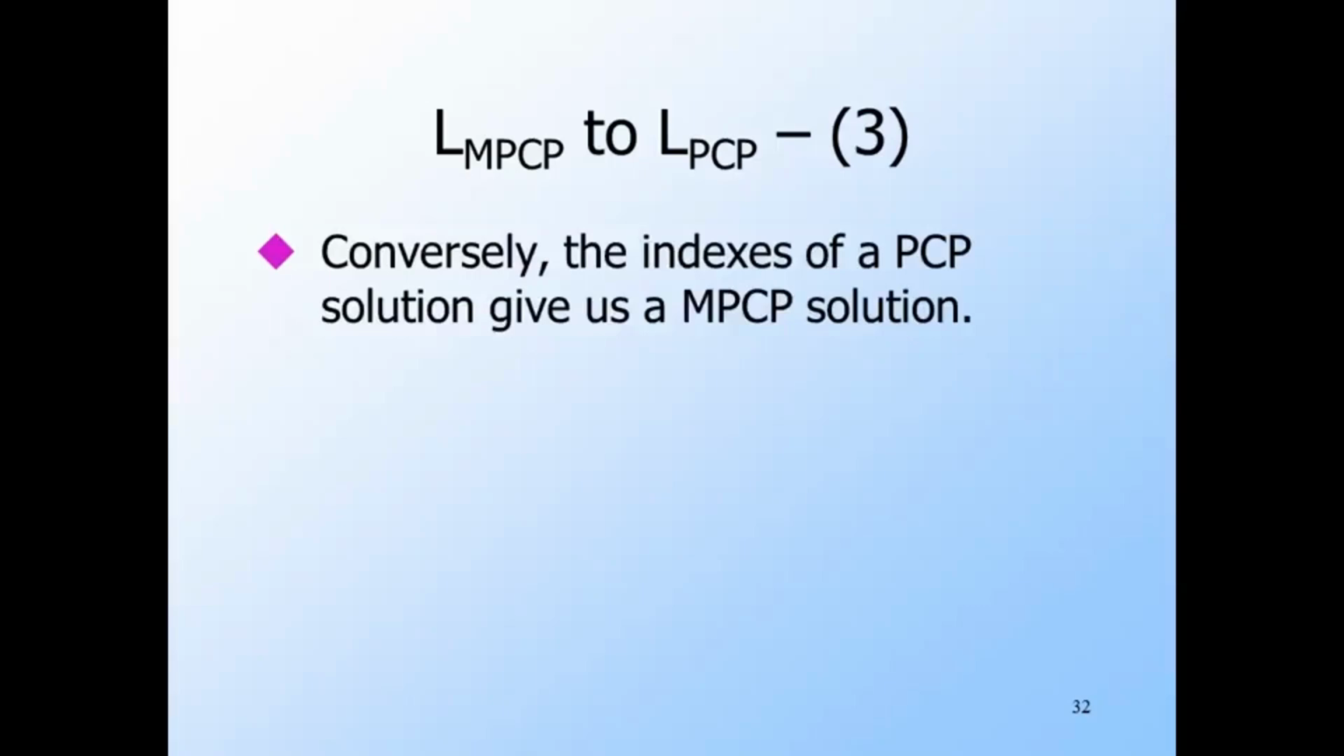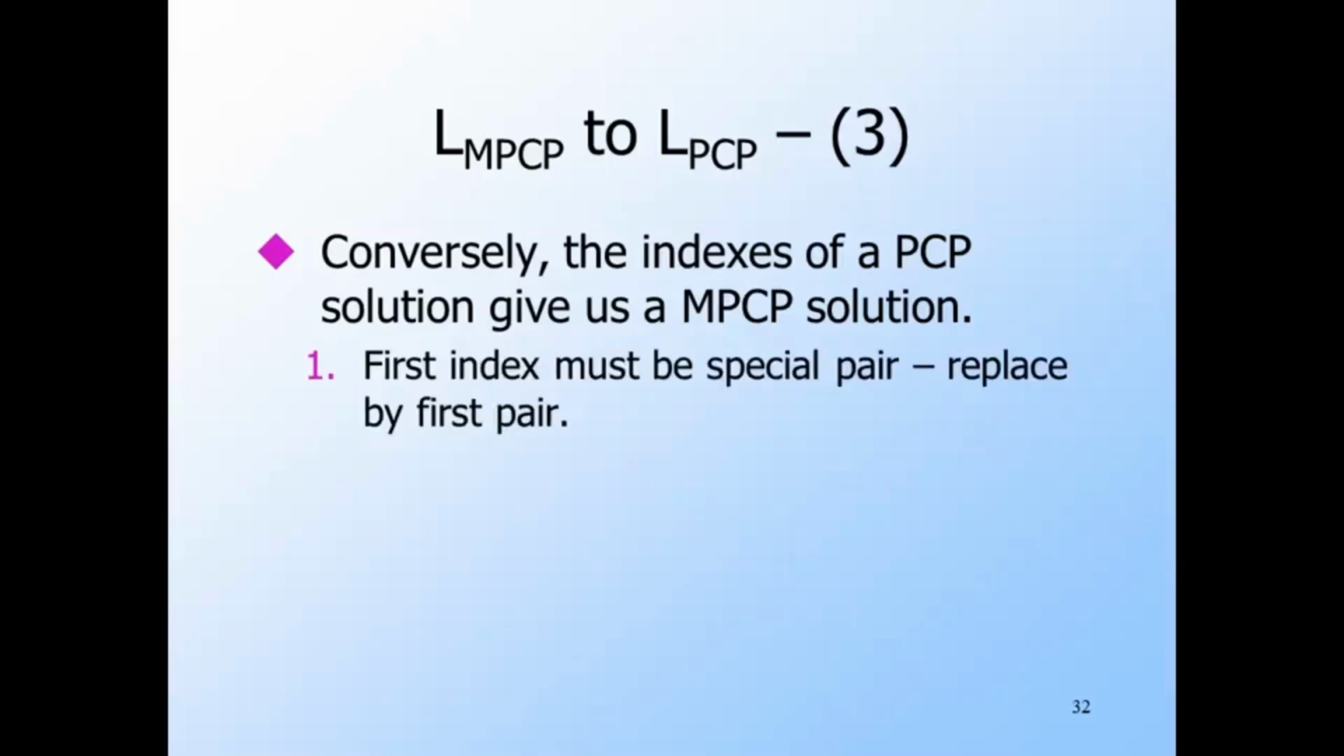If the PCP instance has a solution, we can modify it to get a solution for the input MPCP instance. The first index in the PCP solution must be the special pair because that's the only pair of the PCP instance where both strings start with the same symbol. We change this index to 1, the index of the first pair of the MPCP instance. Leave all the other indexes unchanged, but remove from the PCP solution the last index, which must be the index of the ender pair. Why? That's the only pair where both strings end with the same symbol.